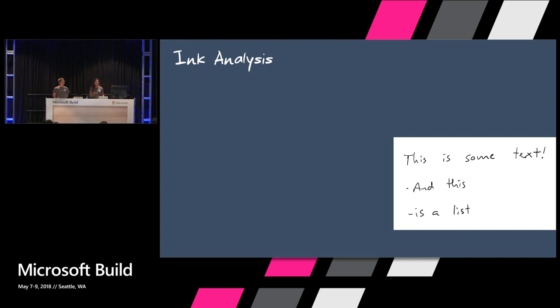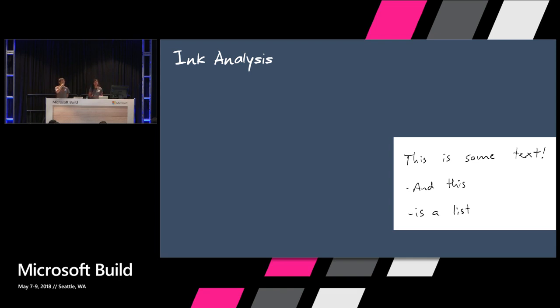When people think of ink analysis, you typically think of recognition. But classification is where the actual structuring begins to help. When you're writing on a sheet of paper, it's not a structured surface. You're just writing down what you're thinking. The core of what ink analysis offers is the ability to understand the ink that's on the screen.